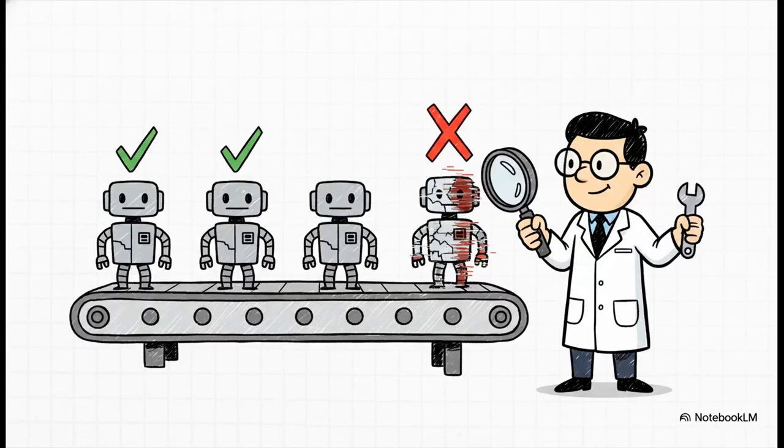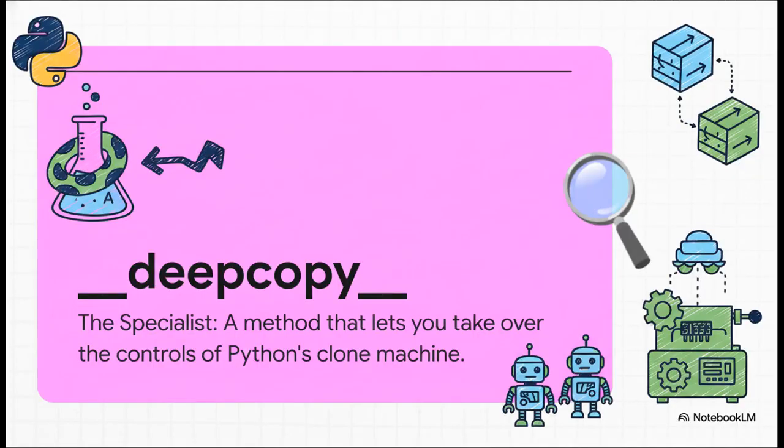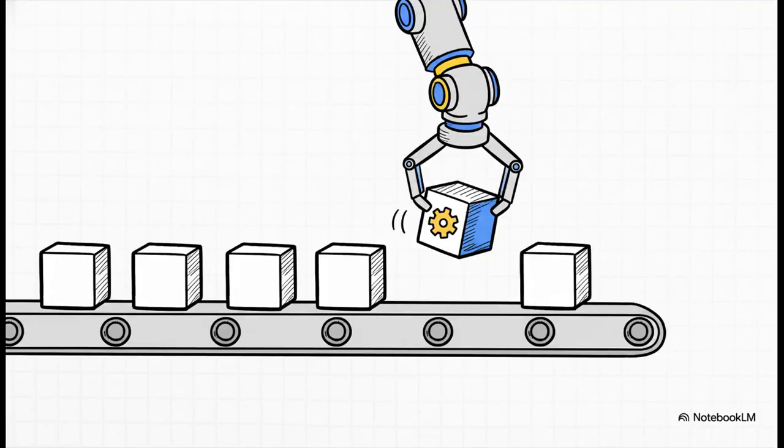So, when a perfect clone won't do the job, you need to call in a specialist. And in Python, that specialist has a name. It's the __deepcopy__ method. By defining it, you get to jump in and tell Python exactly how to copy your object.